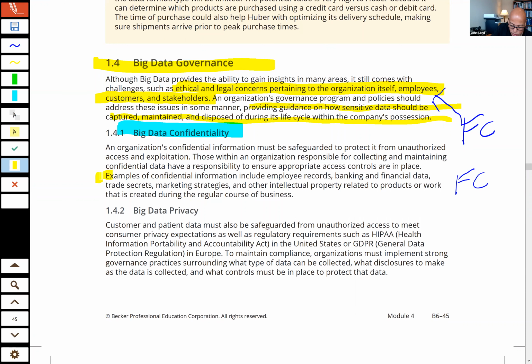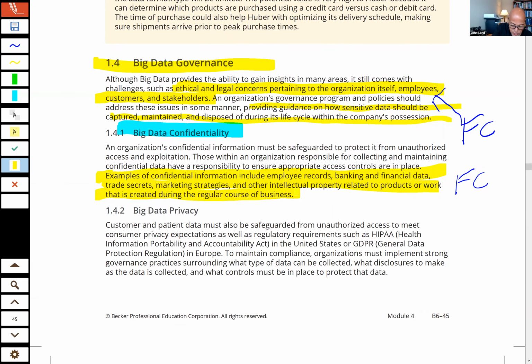is a concern. Examples of data confidentiality include employee records, banking financial data, trade secrets, marketing strategies, etc. Obviously, companies need to protect the information, not only for their own company, but information that they may hold for customers or whatever that is confidential.